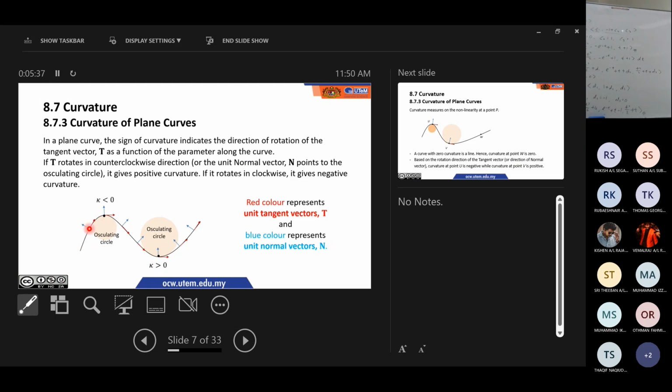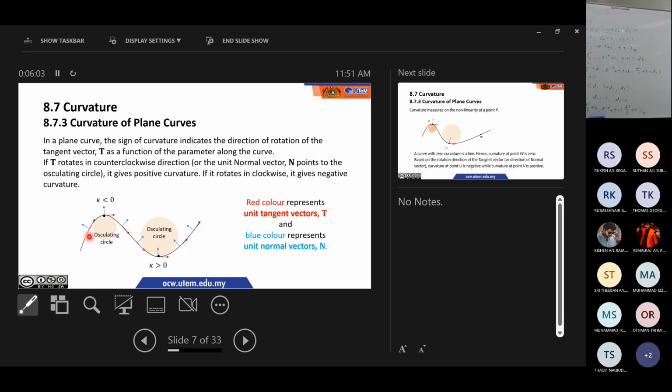So we know that the tangent vector will always point to the direction of the motion. If you look at this red arrow, this means the particle moves from this point to this point, because the tangent vector will always point in the direction of the motion. And now we have the normal vector.